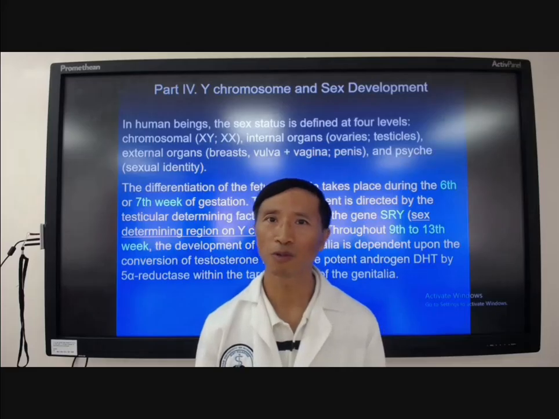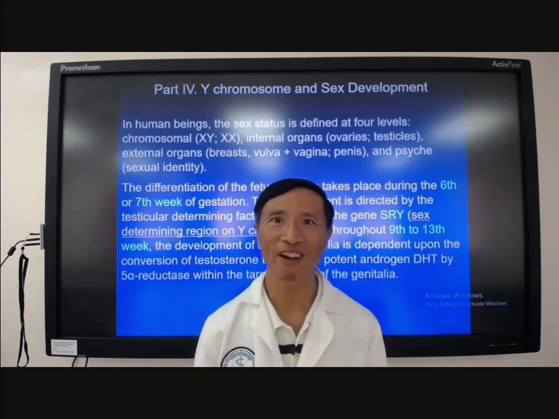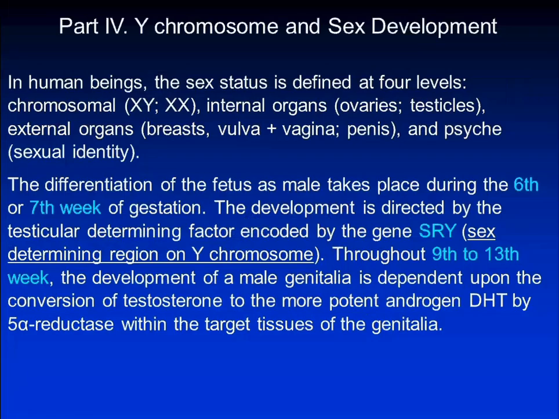Now, let's move to part 4. We will look at Y chromosome and sex development. In human beings, the sex status is defined at 4 levels: chromosome, internal organs, external organs, and psyche. The differentiation of the fetus as a male takes place during the 6th or 7th week of gestation. The development is directed by the SRY gene.